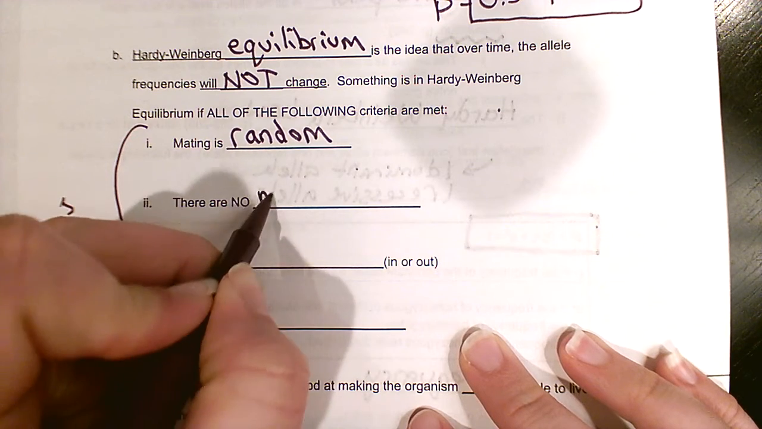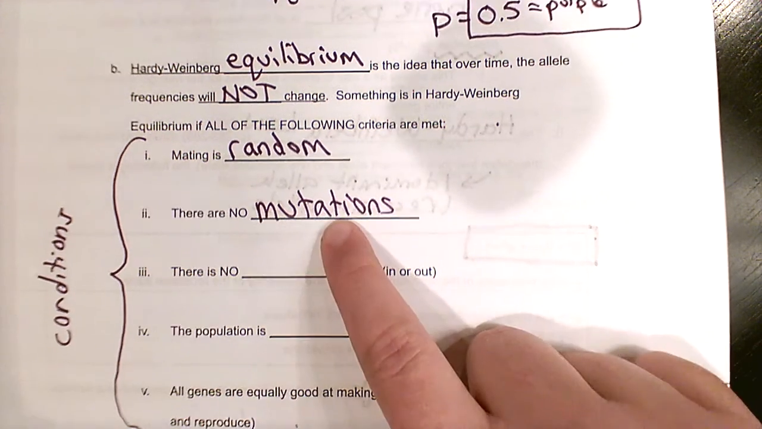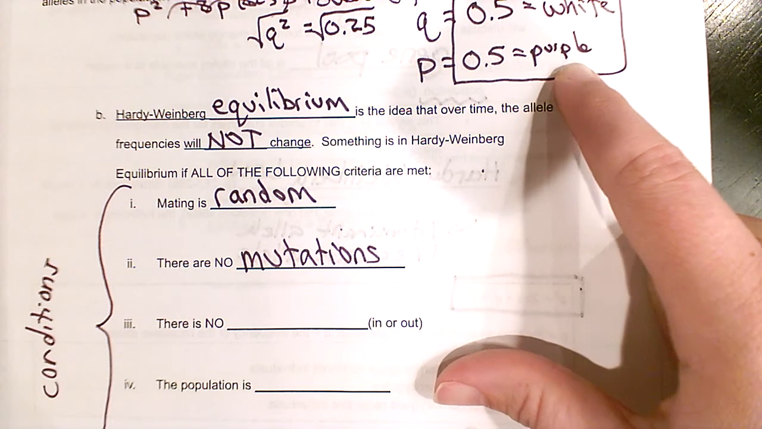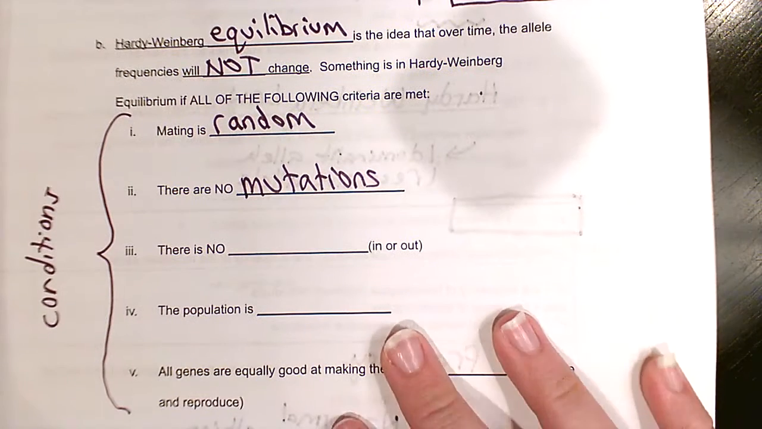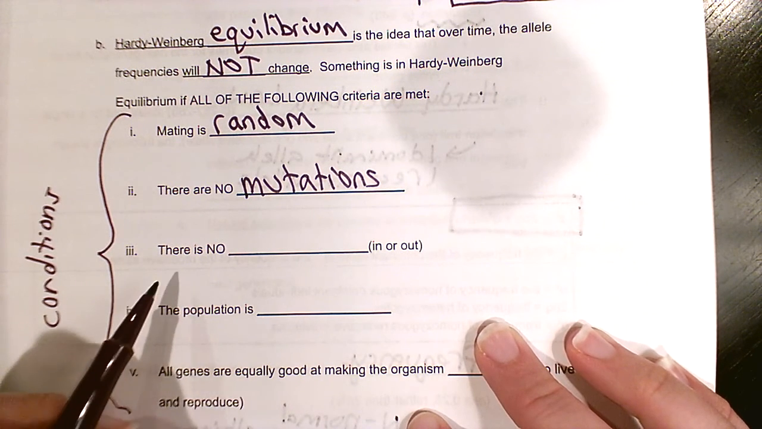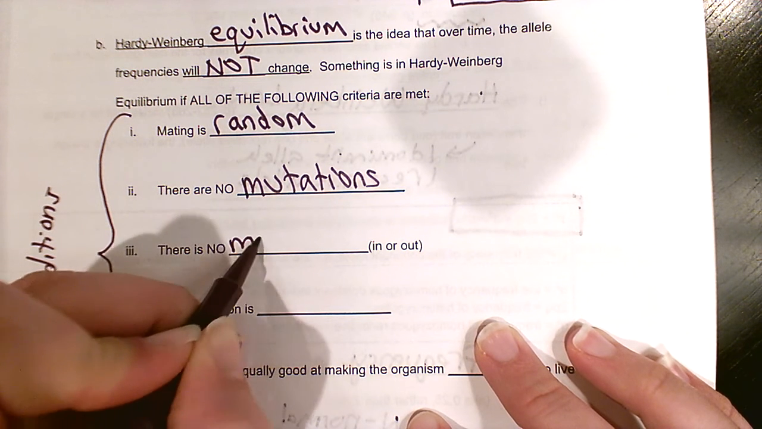There are no mutations, right? Because if there are mutations, we might have an introduction of more alleles, and that would clearly cause things to change. The third condition or assumption is there is no migration.